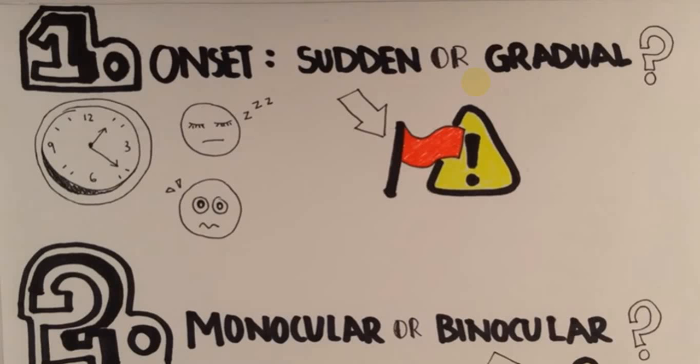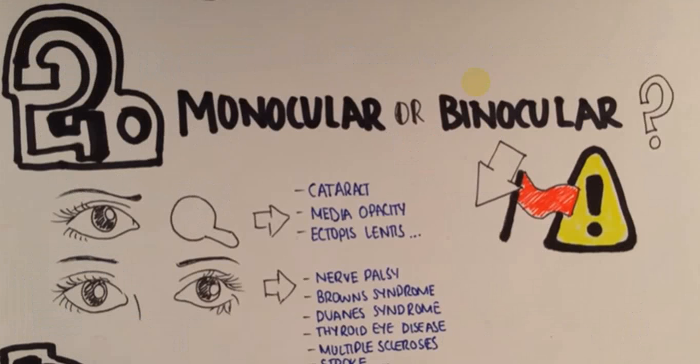So we have already mentioned, depending upon the onset, sudden and gradual, monocular or binocular. Monocular most commonly with cataract or corneal opacity or something in the aqueous humor or something in the vitreous humor, or even if the person is having ectopia lentis or dislocated lens.